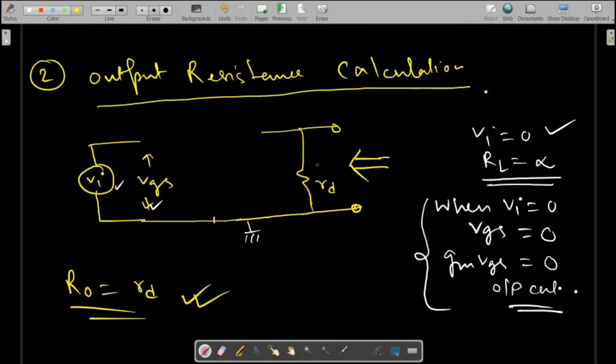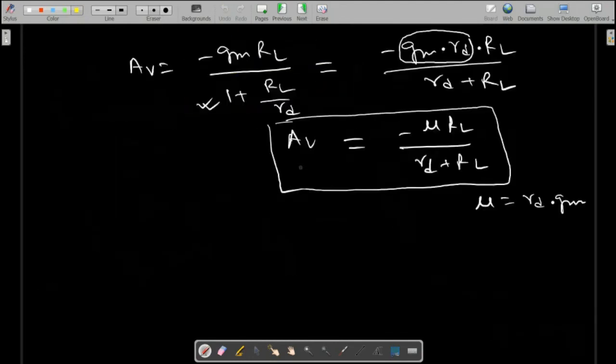Now in the next step, let us solve another one. The second configuration is also a common source amplifier, but with a little bit modified version.